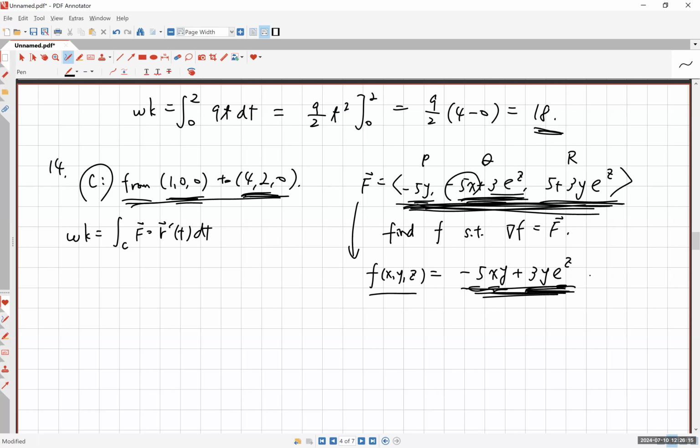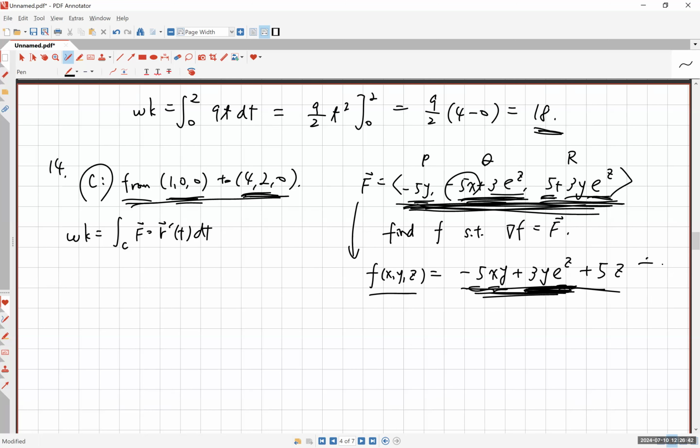Now, from this part here, if you differentiate this second term with respect to z, you do get 3y e to the z. So that part is okay. But you also have 5. How did that happen? Well, you must have a positive 5z here in order for this 5 to appear as a part of fz, right? So that's how you find your potential function.